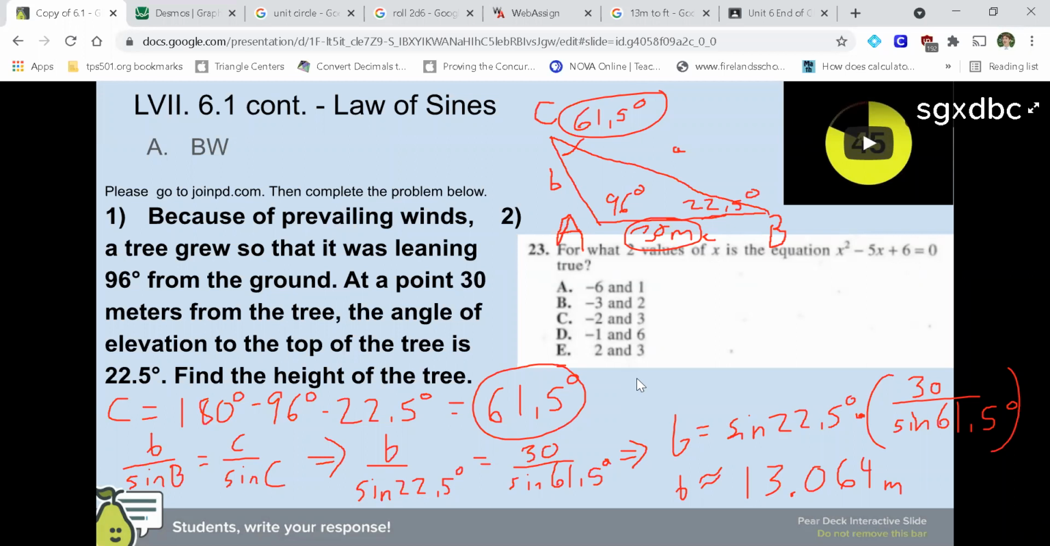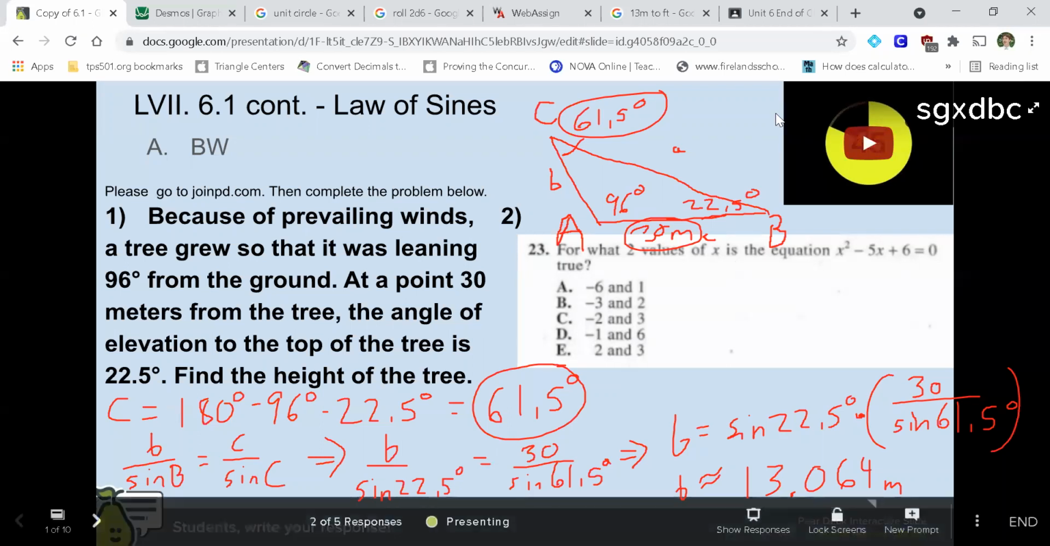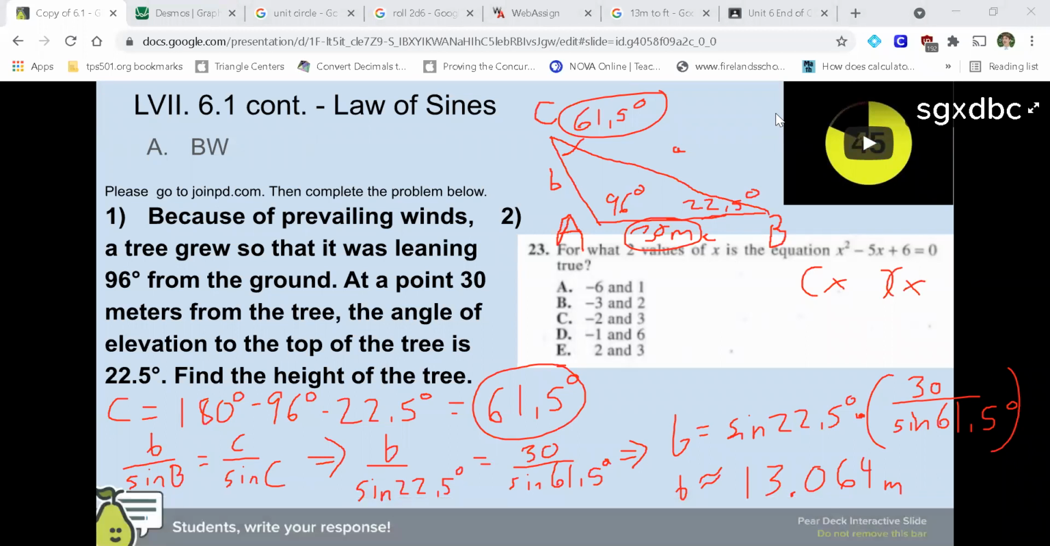If that is not your answer, that is okay. But I will tell you, for me, factoring is really quick. If I want to factor this, what are two numbers that multiply to be positive 6, but add to be negative 5? Negative 2 and negative 3, which means x is 3 and 2. Boom. That's pretty quick.